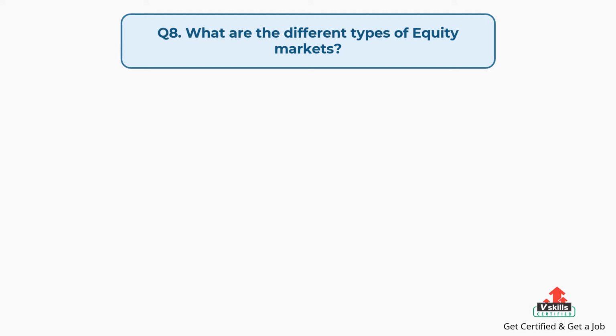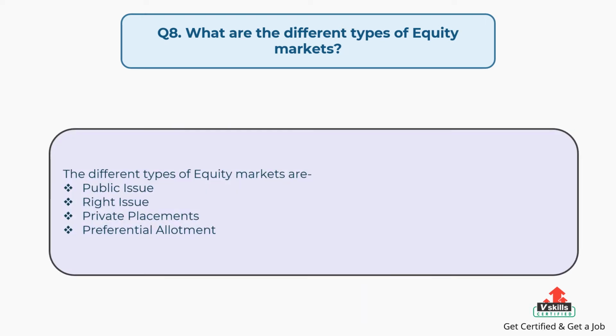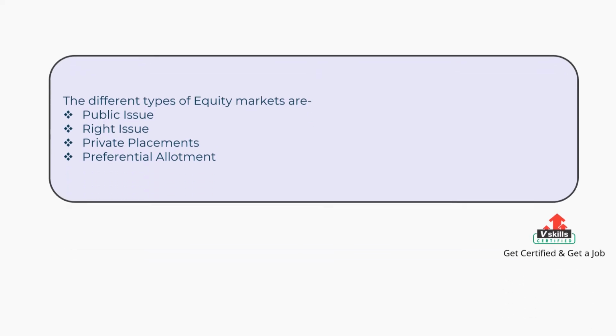Question number 8. What are the different types of equity markets? The answer is, the different types of equity markets are public issue, right issue, private placements, preferential allotment.